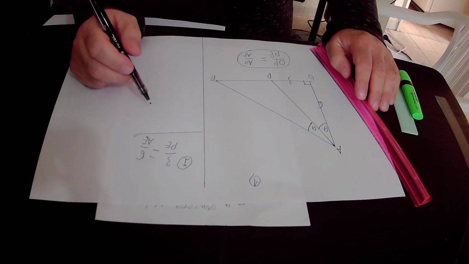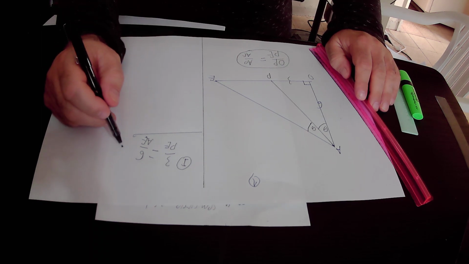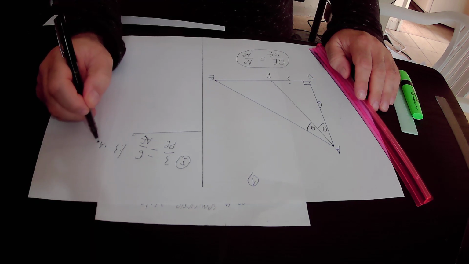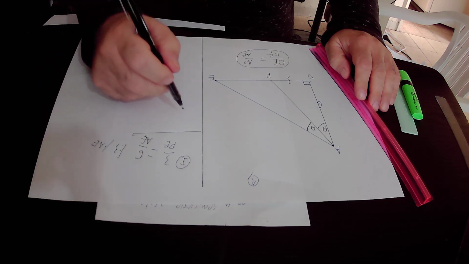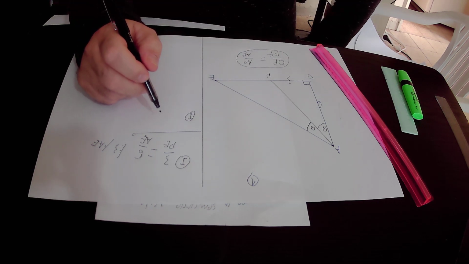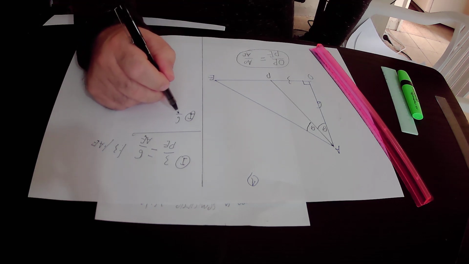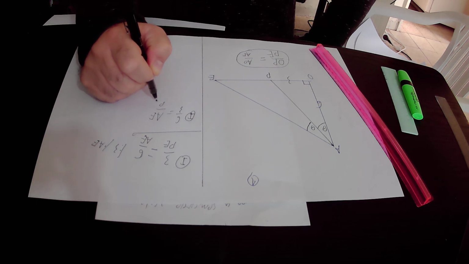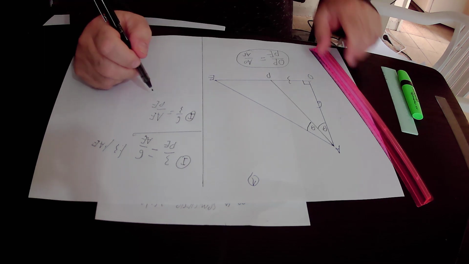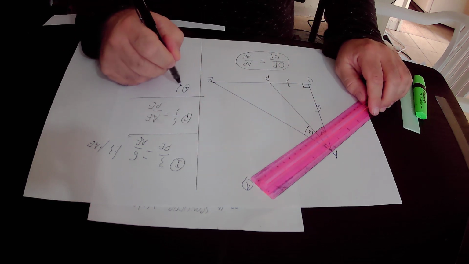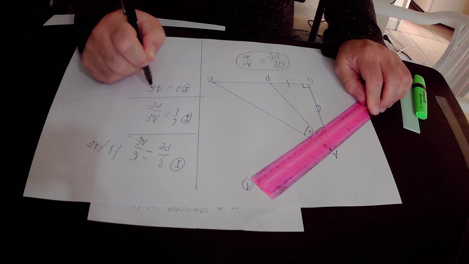Here we will divide this equation by 3, and we will multiply it by AE, and we will get that according to equation number 1, 6 over 3 equals AE over PE. 6 over 3 is 2. So we found that according to equation number 1, 2 equals AE over PE.